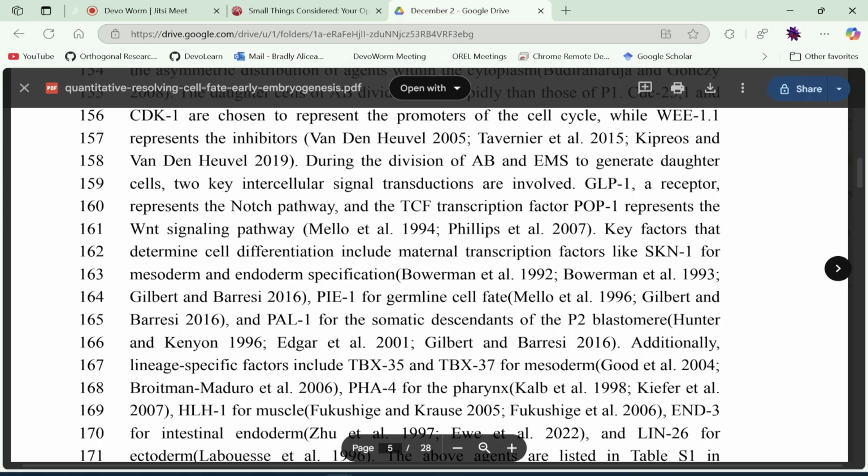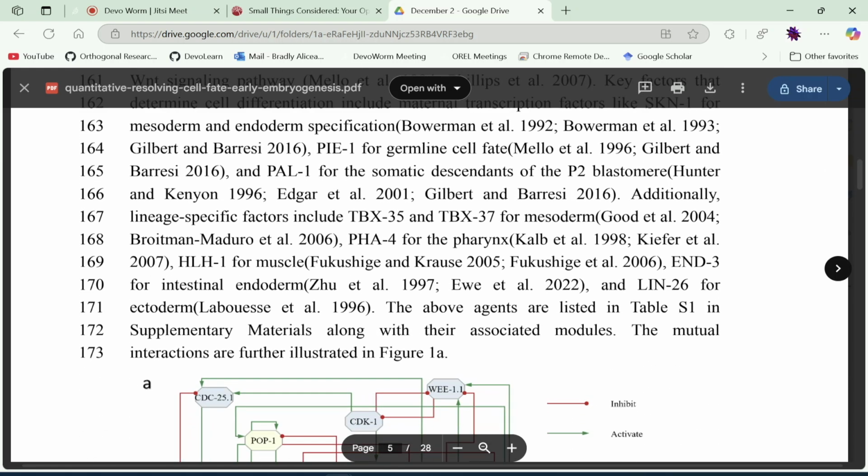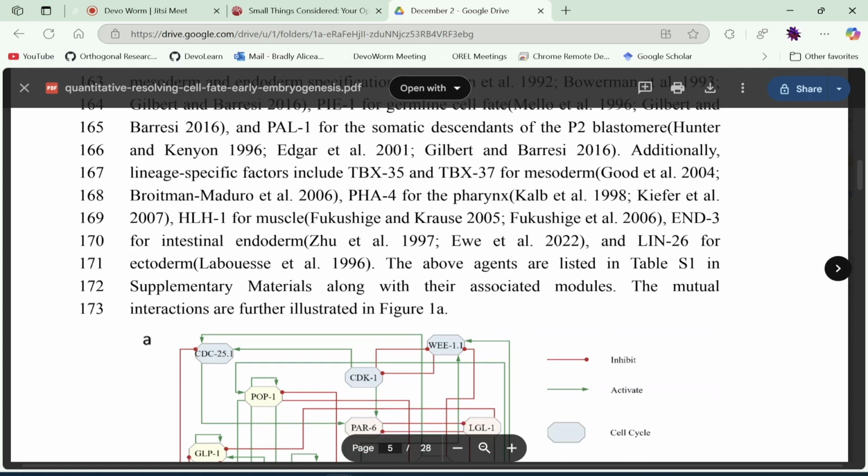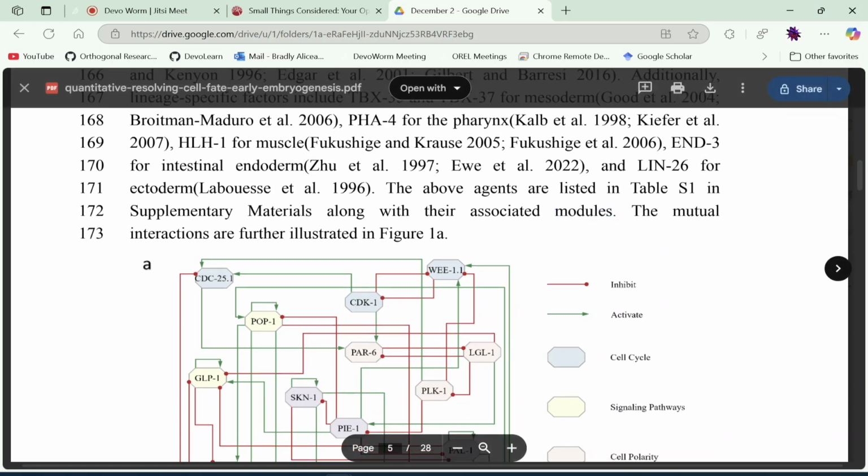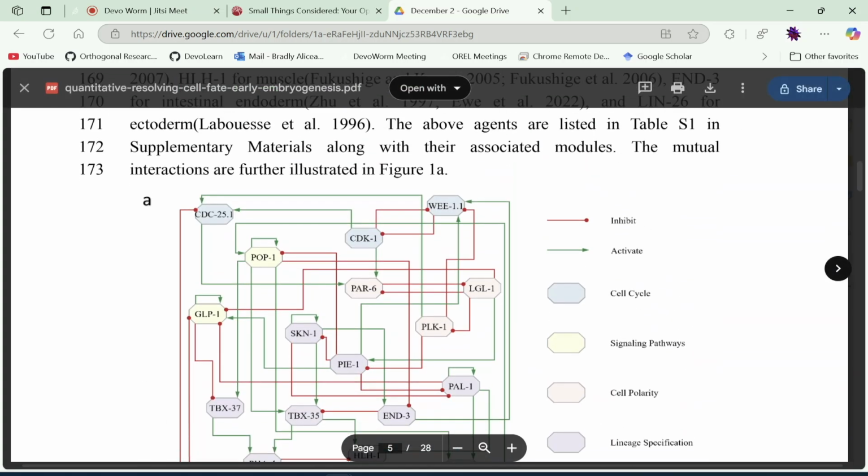Okay. Key factors that determine cell differentiation include maternal transcription factors like SKN1 for mesoderm and endoderm specification, PIE1 for germline cell fate, and PAL1 for the somatic descendants of the P2 blastomere. Additionally, lineage-specific factors include TBX35 and TBX37 in the mesoderm, PHA4 for the pharynx, HLH1 for muscle, N3 for intestinal endoderm, Lin26 for ectoderm, and all those are in this network as well. The above agents are listed in Table S1 in supplemental materials and in 1A. So this is actually our figure 1.